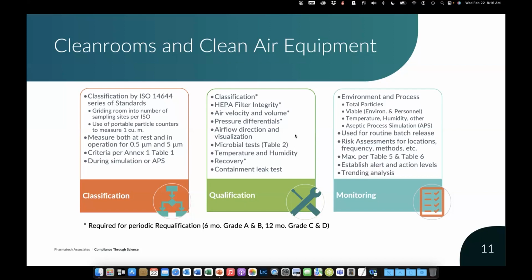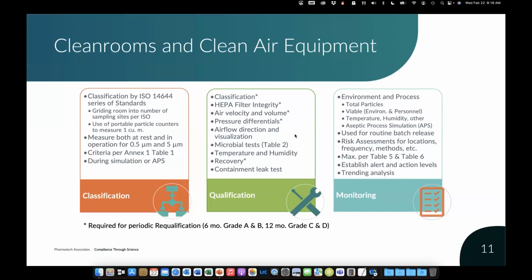Also, within that qualification, it's clearly stated now, temperature and humidity. Now, of course, the Annex 1 does not indicate what is expected for temperature and humidity limits. That's determined by your own product and personnel requirements. Recovery testing, and where appropriate, contamination leak tests.